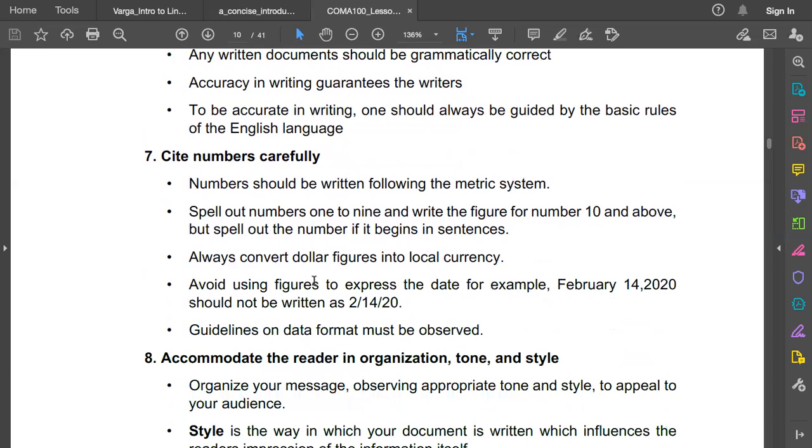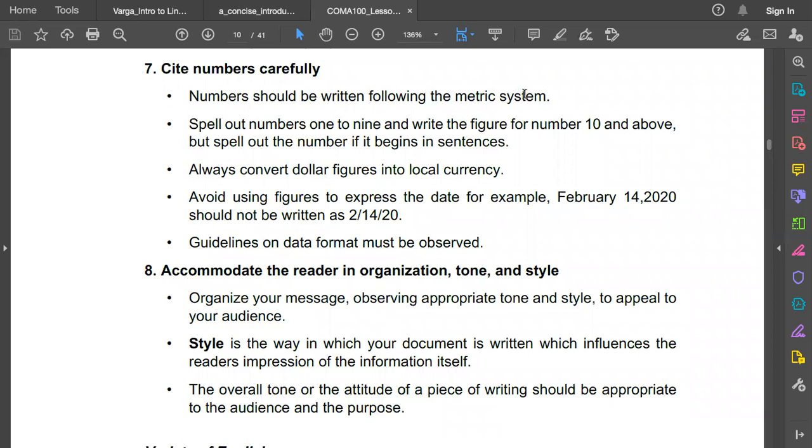So this one, technical, cite numbers carefully. Numbers should be written following the metric system. Spell out numbers 1 to 9, and write figures if it's 10 and above. So 1 to 9 spelled out, letters. 10 and above, it is numerical. Okay. Always convert dollar figures into the local currency, so that you would not bother computing what's the accurate amount, but it's already in the local currency.